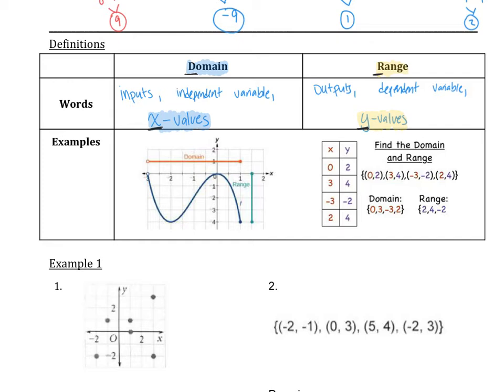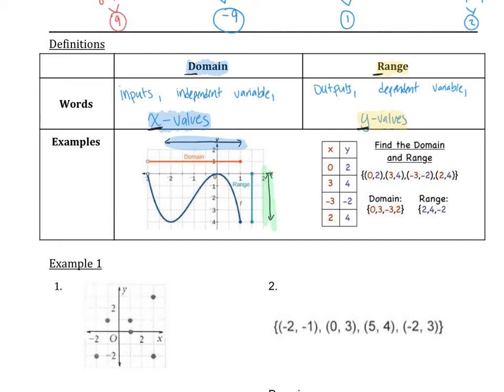So some examples using these pictures here. Domain is your x values, right? So if you're looking at the domain of something, you want to look left to right to look at the domain. To look at your range, you are going to look up and down. So to look at your range, you are looking up and down right here.